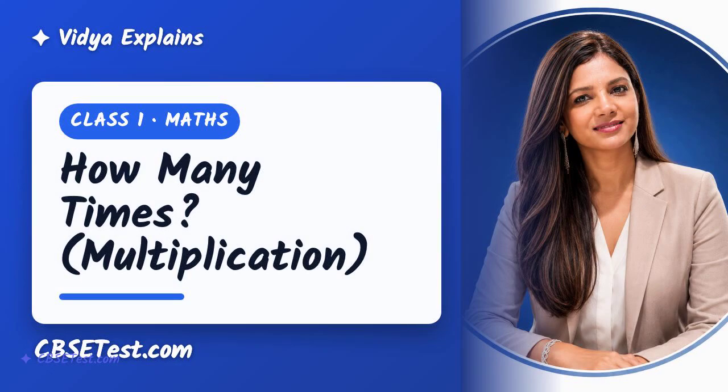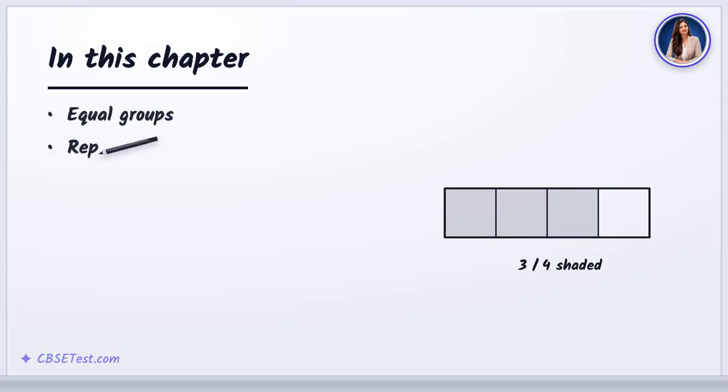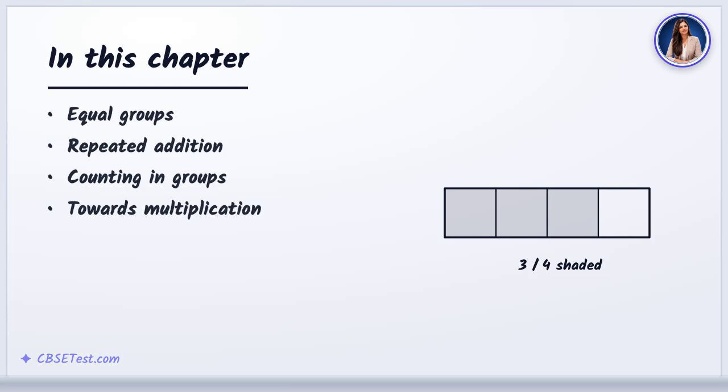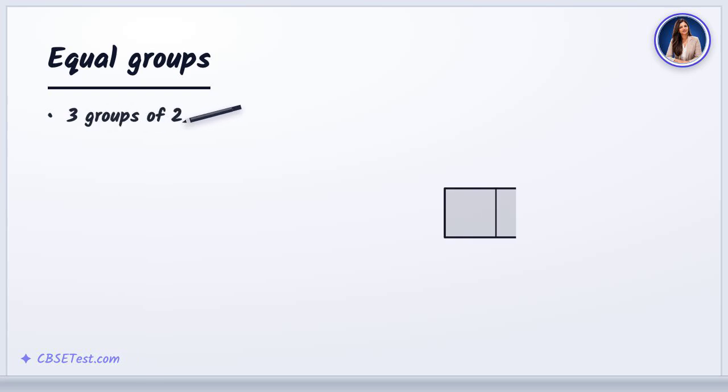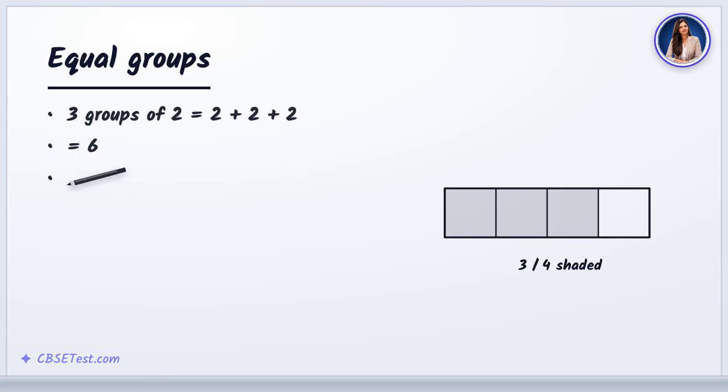Let's learn how many times. Multiplication, together, step by step. When we count equal groups, we're starting multiplication. Let's add equal groups again and again. 3 groups of 2 is 2 plus 2 plus 2, 6. Each group has the same number.